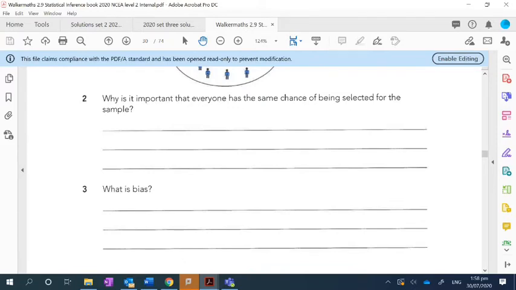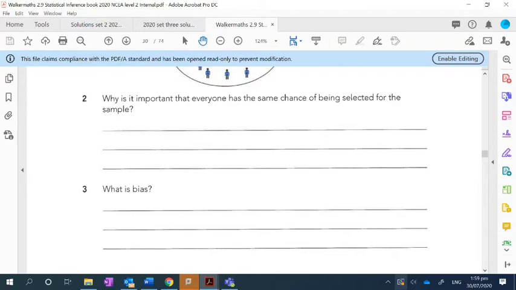What is bias? Do you want to volunteer or do I want to volunteer someone? Annika. Bias, I guess, is like leaning towards one side or one thing. Okay, so kind of inclined to. It's all right, you're on the right track. Yeah, you're leaning towards certain things.